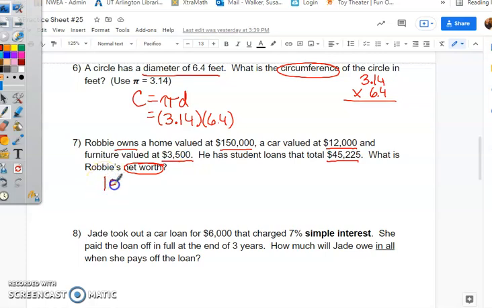So we have $150,000. That's an A. That's a good thing. The car is $12,000. And the furniture is $3,500. Okay? So we're going to add all of our assets. Okay? 0, 0, 5. 2 plus 3, 5. 5 plus 1, 6, 1. So, pretty good amount of assets, $165,500. Those are my assets. My liabilities are $45,000.